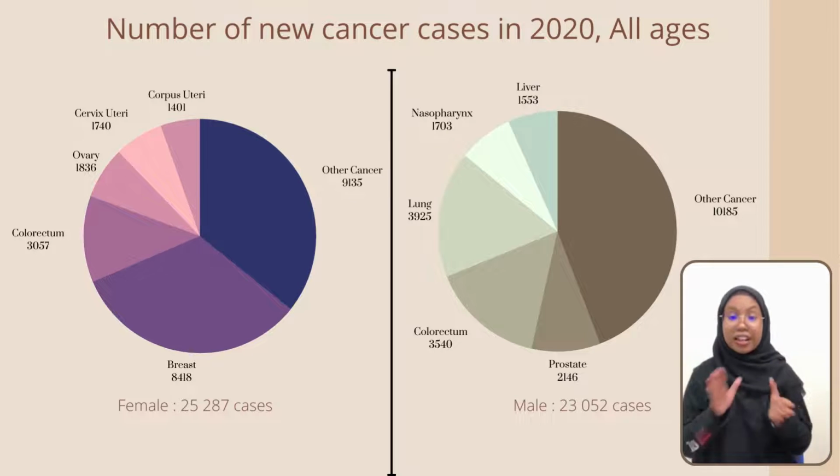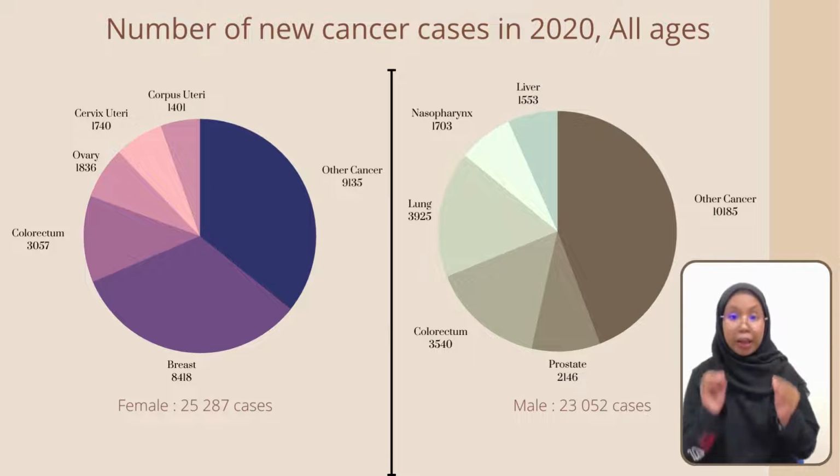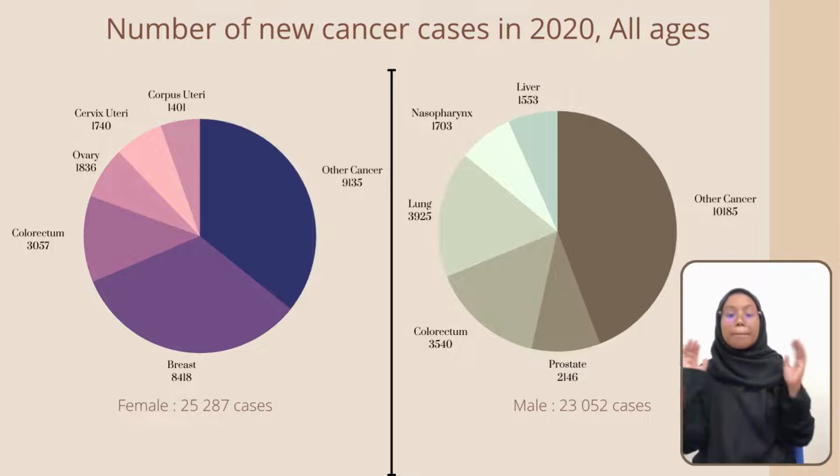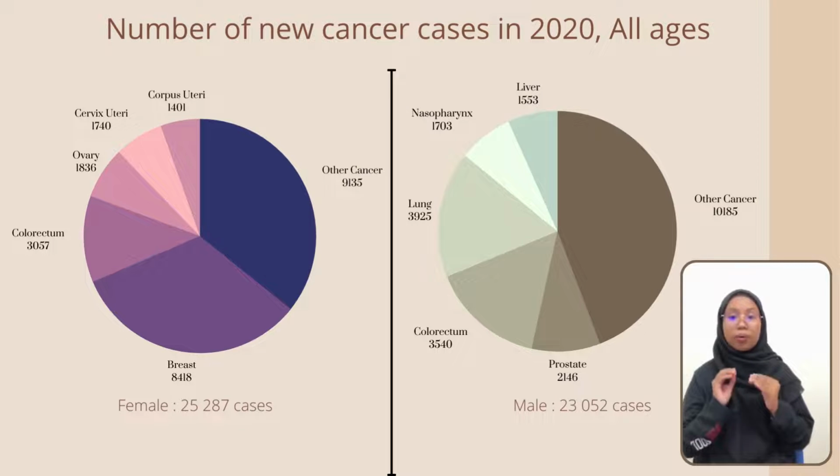Let me draw your attention to the pie chart. First, take a look at the female pie chart. Breast cancer recorded 8,418 new cases in 2020, which is the highest among the top 5 most frequent cancers in Malaysia.